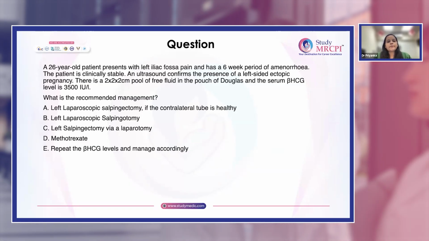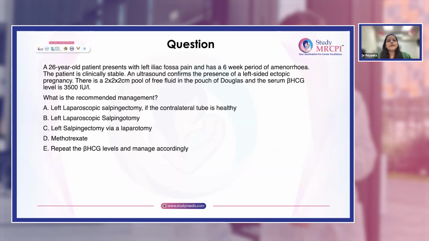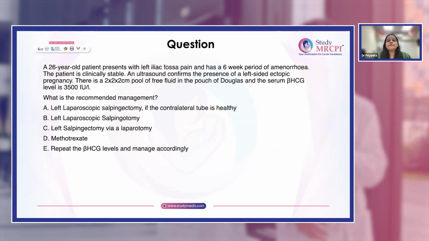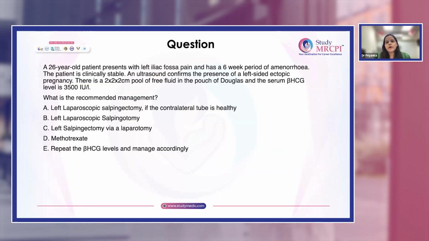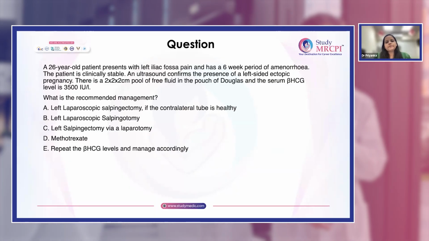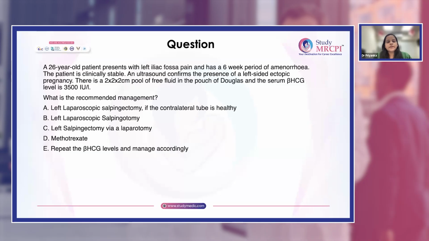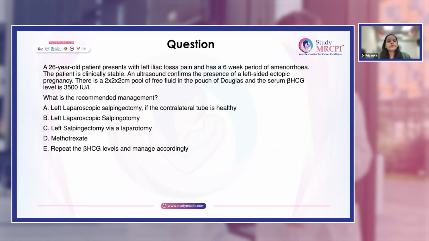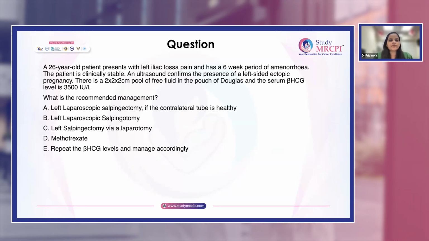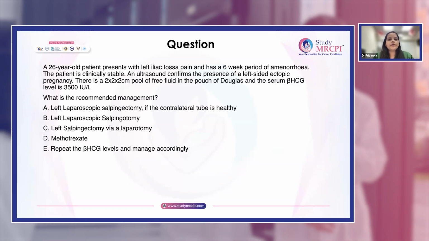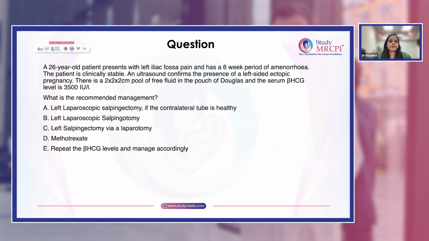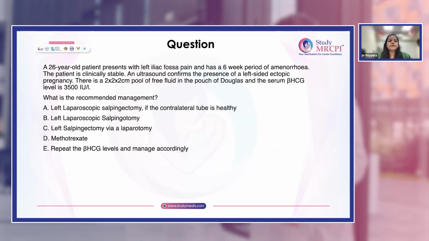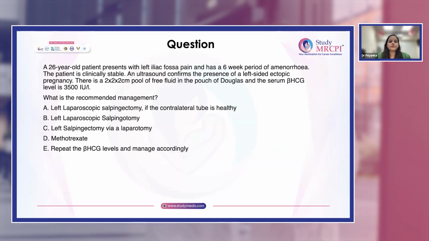So she has left iliac fossa pain, which means she is symptomatic, and there is suspicion of ectopic pregnancy. Ultrasound has confirmed a left ectopic pregnancy, and we can see that there is free fluid in the pouch of Douglas. So it signifies that she is already bleeding, and her serum beta HCG value, though it is 3,500, the patient is already having the signs of a ruptured tubal ectopic, but she is clinically stable. So what is the management? Here the management, we know now, is surgery.